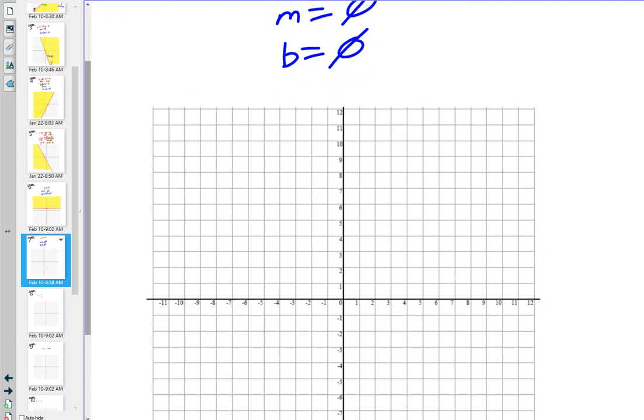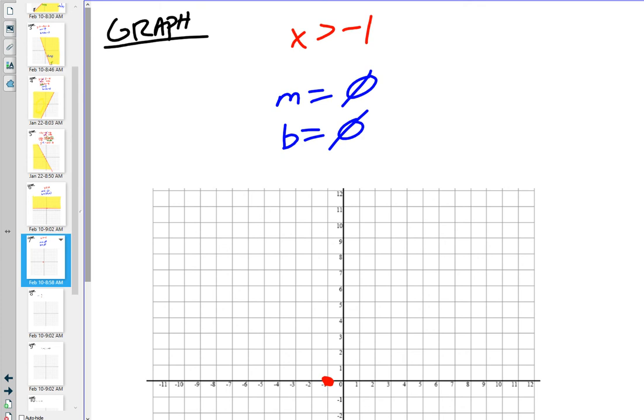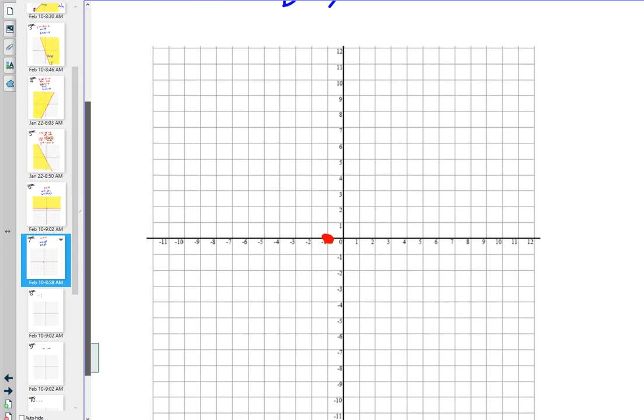Find negative 1 on the x-axis and draw a vertical line through it. Hiram, is it going to be broken or solid? Welcome to this problem. Good. How's it going to be? It's going to be broken. There's no or equal to it.